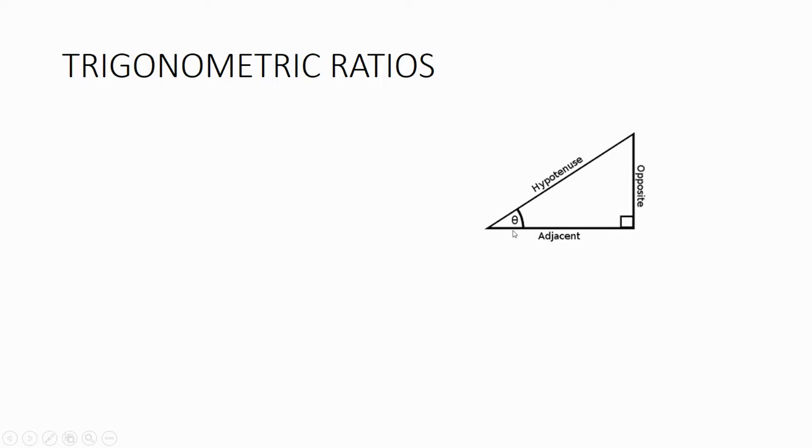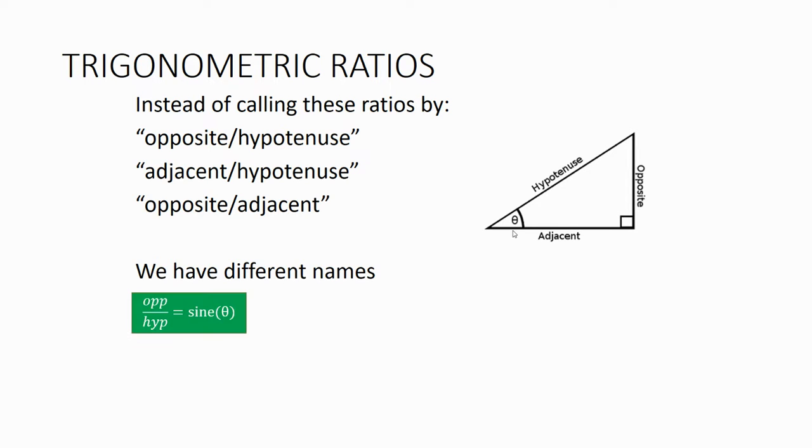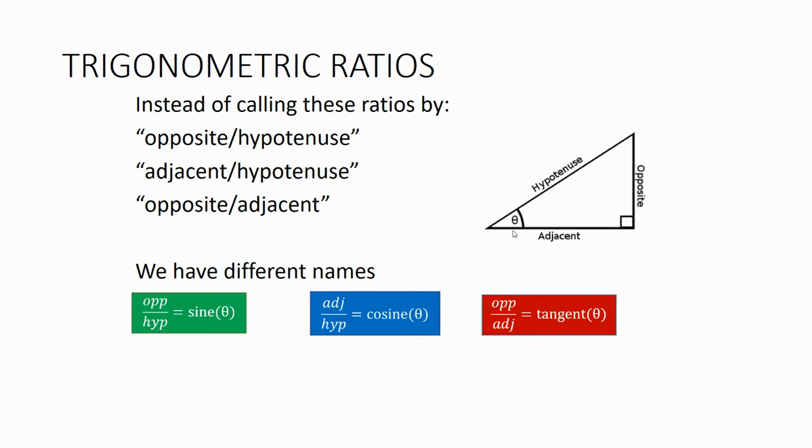Okay, so now formally, instead of calling these by those names, like I said, we have sine, cosine, tangent. And one way to remember these is this acronym, SOHCAHTOA. Sine is opposite over hypotenuse, cosine is adjacent over hypotenuse, and tangent is opposite over adjacent.